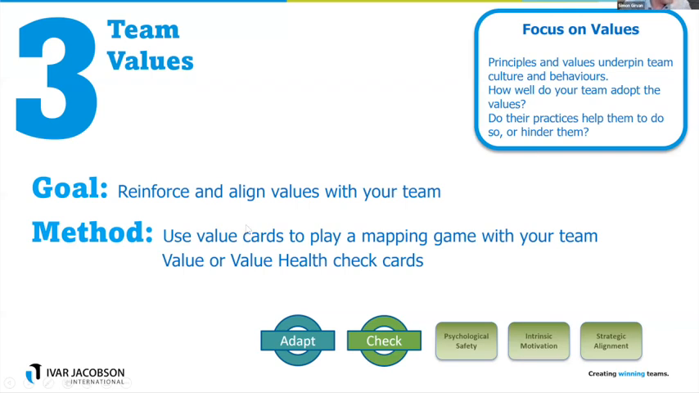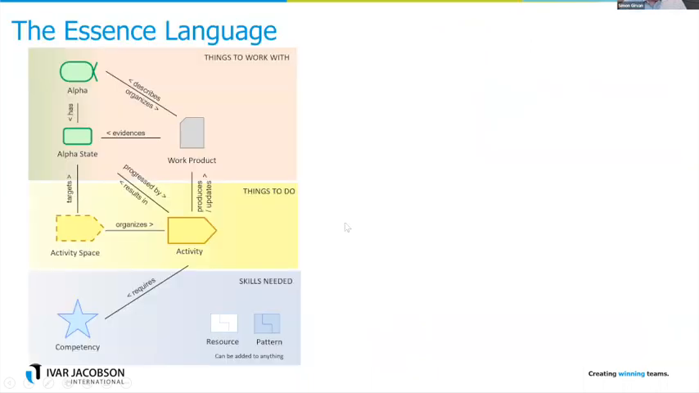Now, I said at the beginning, I'm going to assume that we know all about Essence. So I'm not going to go through this picture in a huge amount of detail. I just wanted to show it to remind you that Essence is about, as Nabil said, describing practices and methods, and the way it does that is by being able to break them into different elements. So we've got alphas with states, work products that describe them. We've got activity spaces. We might have activities, competencies and patterns.